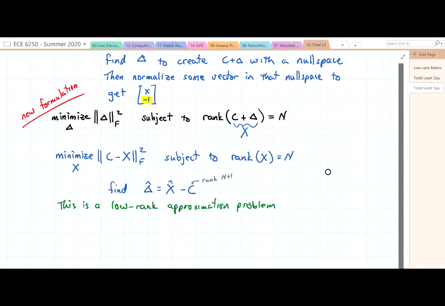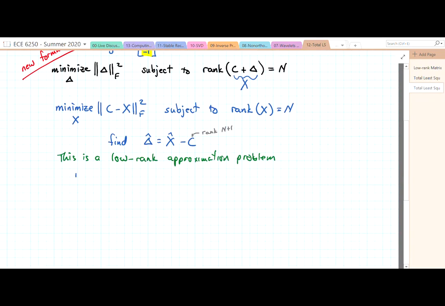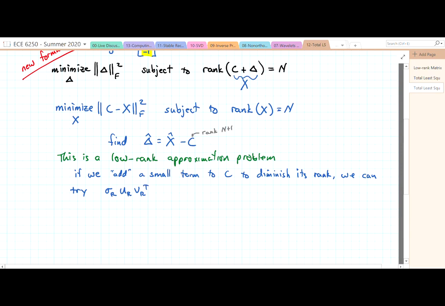Well, it works out like this. If we add, and in this case really a small term or matrix to C to diminish its rank, we can essentially try delta R, U R, V R transposed from the SVD of C.